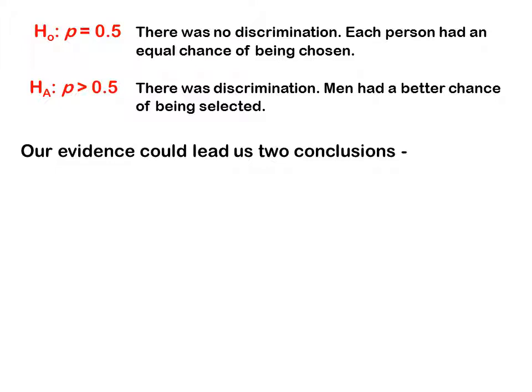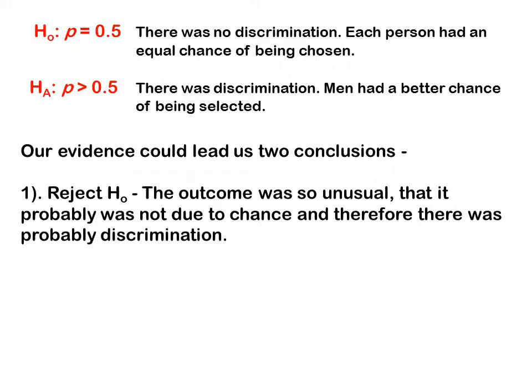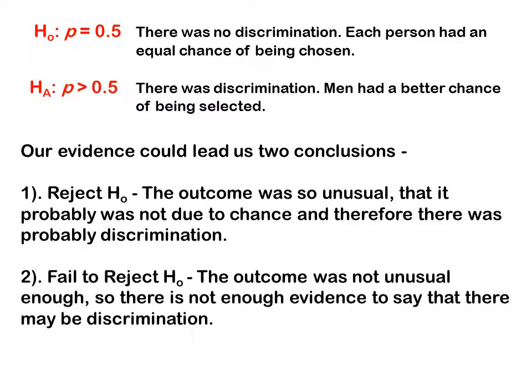So our evidence could lead us to two conclusions. Either reject the null hypothesis, the outcome was so unusual that it probably was not due to chance, and therefore there was probably discrimination. Or we fail to reject the null hypothesis. The outcome was not unusual enough, so there's not enough evidence to say that there may be discrimination.